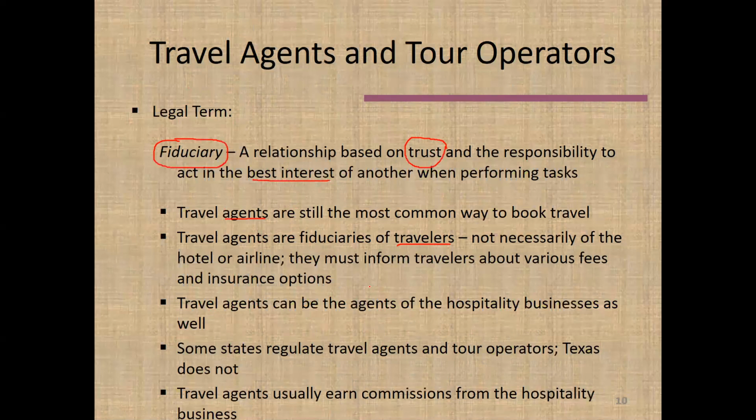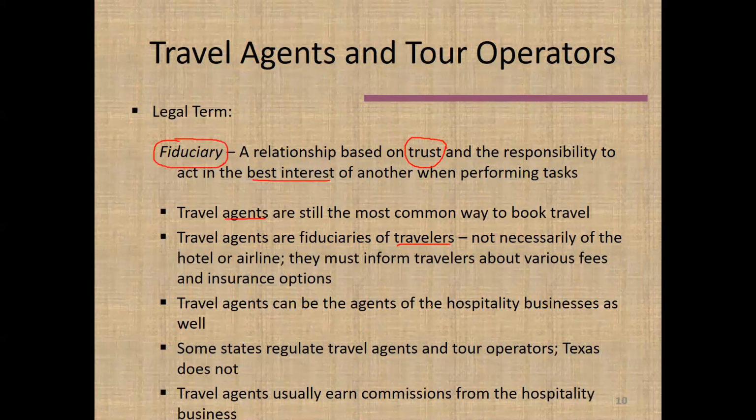As a result of this fiduciary relationship, the travel agent needs to keep the traveler informed about all the various components of the transaction. And this would include insurance options, possible fees and cancellation penalties, and things along those lines. There are times when travel agents can be the agents of the hospitality business as well. Some states regulate travel agents and tour operators significantly. Texas at this time does not. That doesn't mean that there are no laws in effect. They just aren't specialized or focused exclusively on travel agents and tour operators.